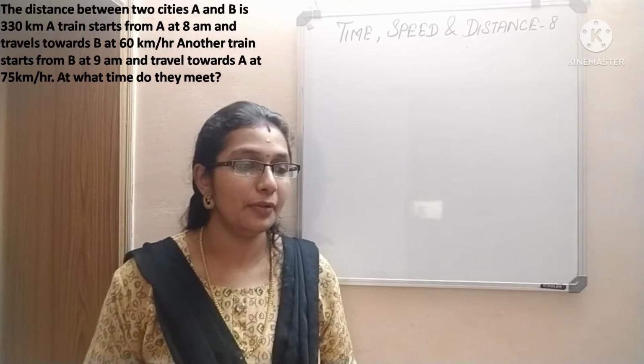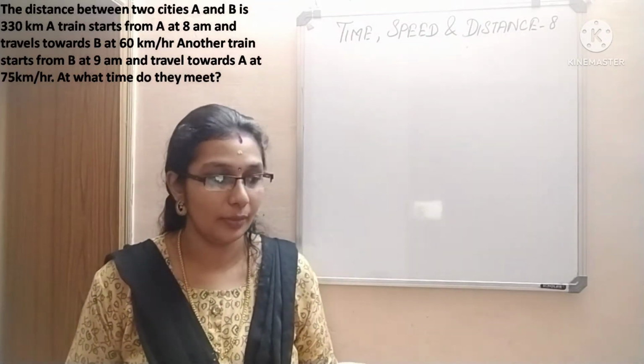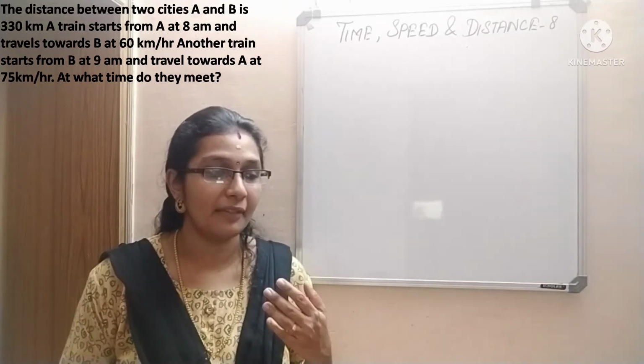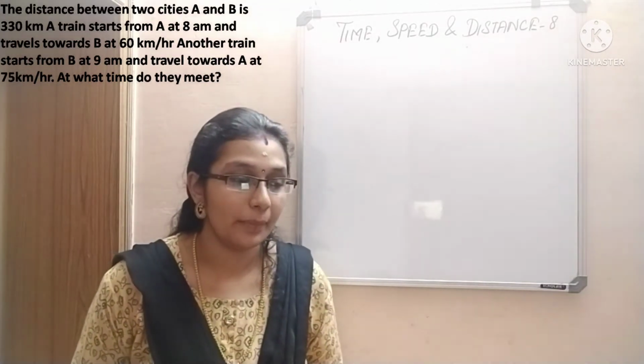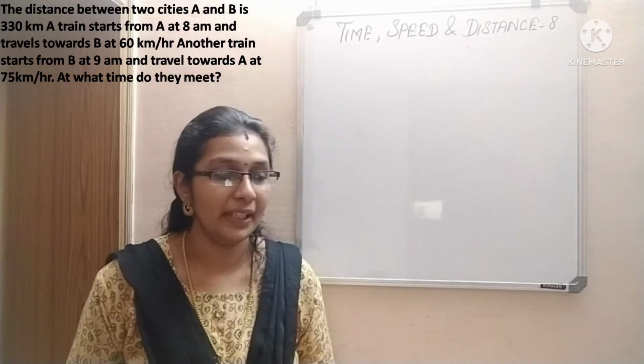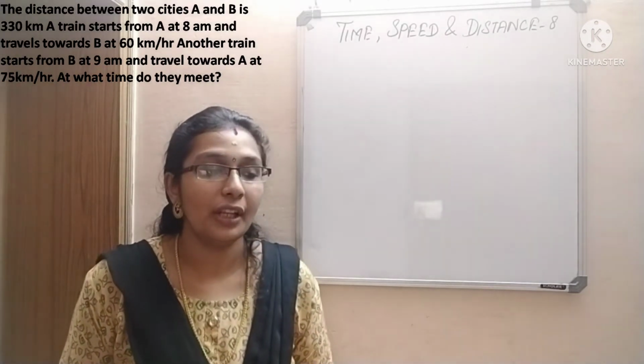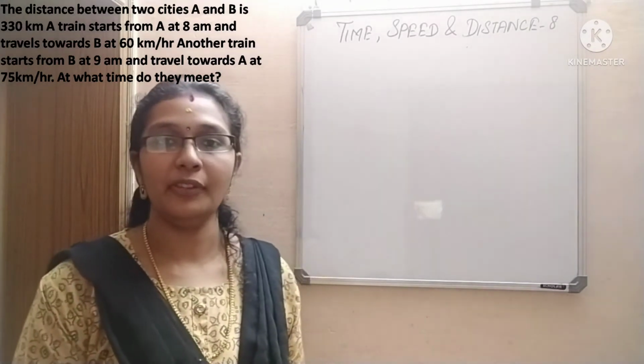The distance between two cities A and B is 330 km. A train starts from A at 8 am and travels towards B at 60 km per hour. Another train starts from B at 9 am and travels towards A at 75 km per hour. At what time do they meet? So meeting time is what we have to find.